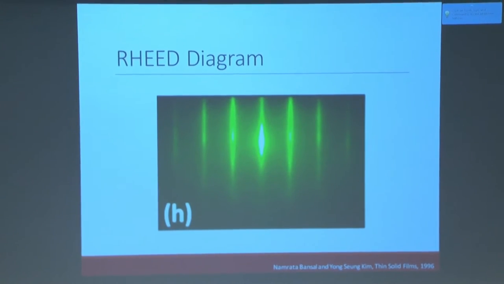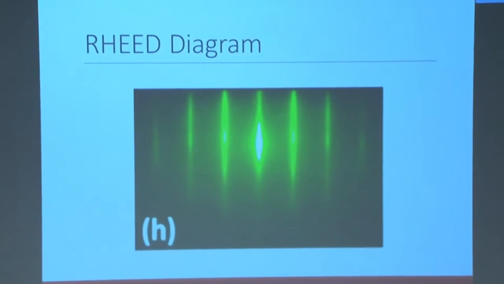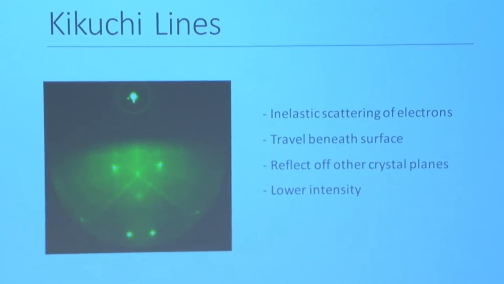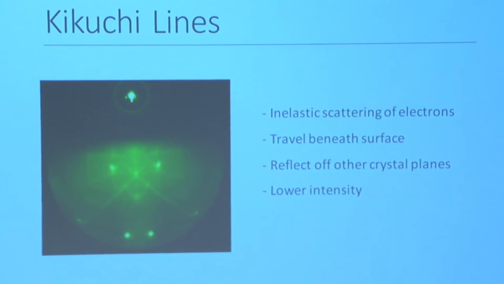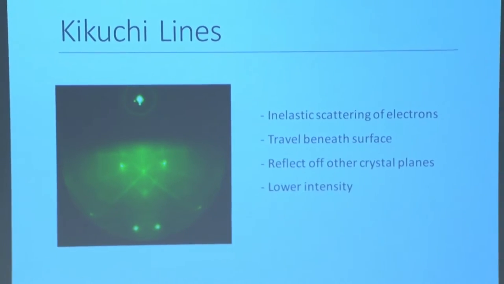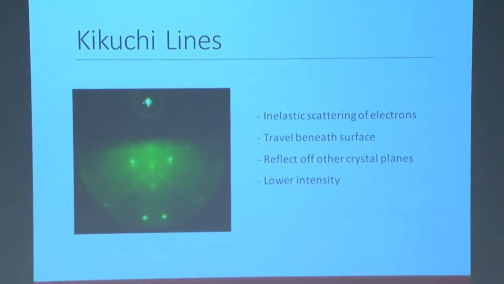The primary structure of RHEED patterns are these vertical streaks, as you can see in this diagram, but due to secondary processes that happen, other streaks can form on the diagram. In this case, we call them Kikuchi lines. These Kikuchi lines are diagonal lines that we can see on the RHEED pattern caused by the inelastic scattering of electrons.